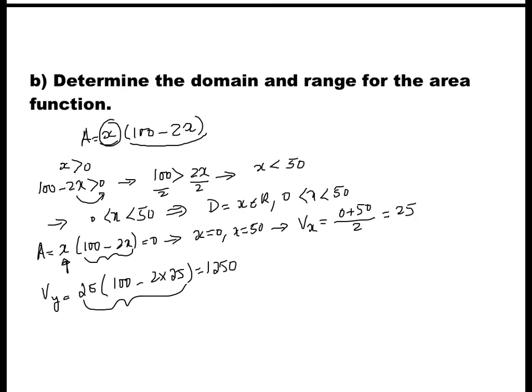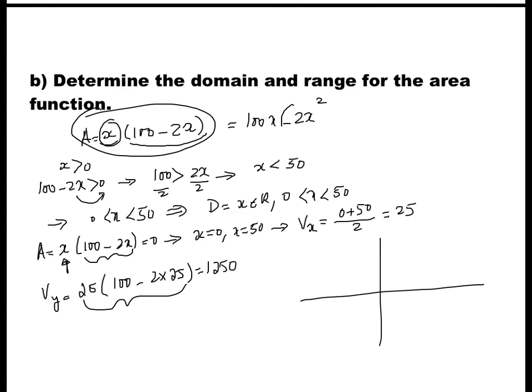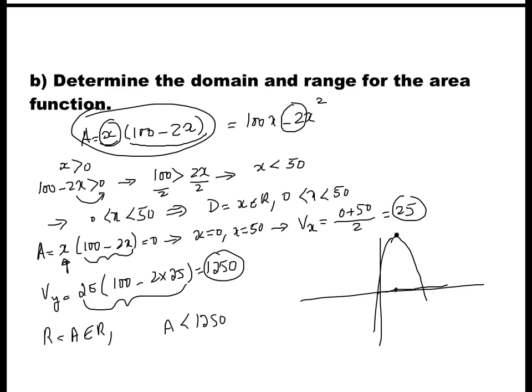Now, if you expand this area function, we get 100x minus 2x squared. Now, this represents a parabola opening downward because of the negative 2, with vertex at 25 and 1250. So we're going to get a parabola which looks like this one. So you can see that the area can go from 1250 and it can get down to 0. So our range is A in R, and A less than 1250 and greater than 0.